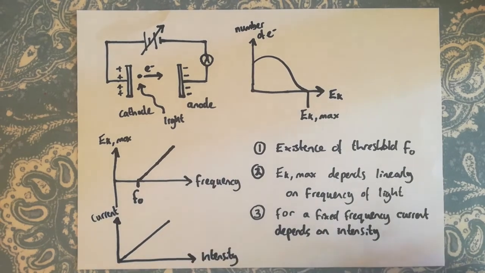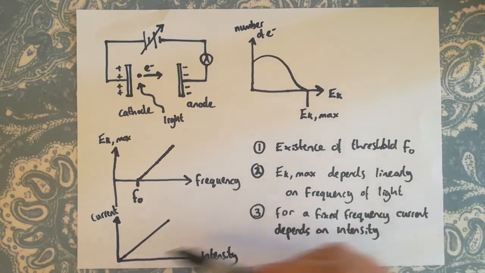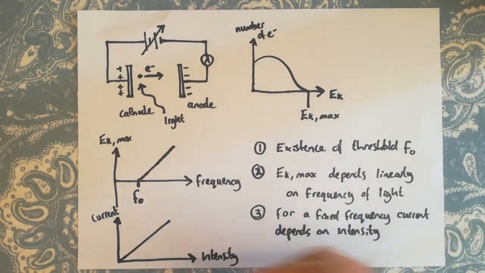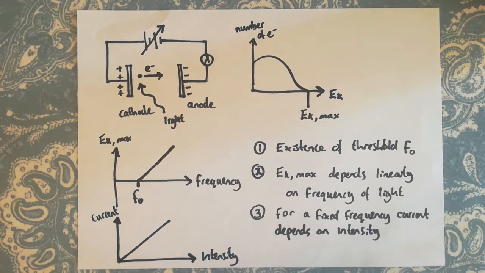And that relationship as well is a linear relationship. It's directly proportional, in fact. So if we have zero intensity, that means no light is shining on there. Unsurprisingly, we don't get any electrons emitted. And then if you double the intensity, you double the current.